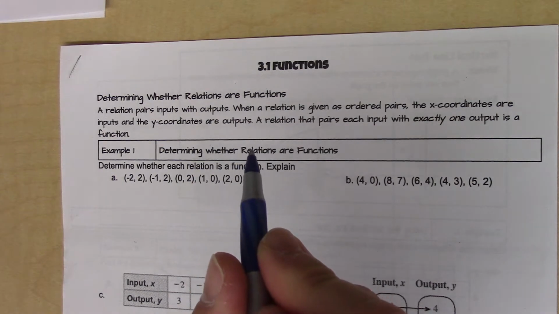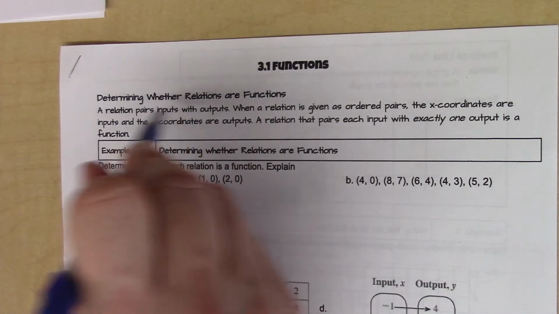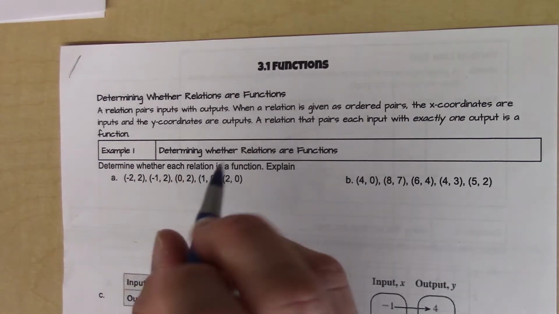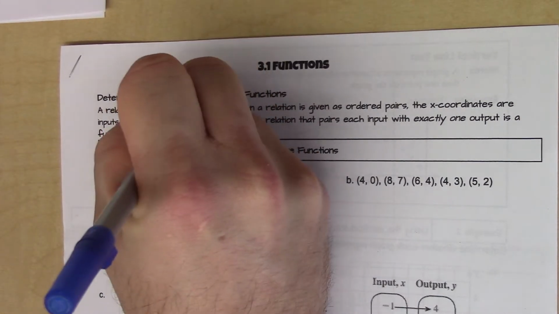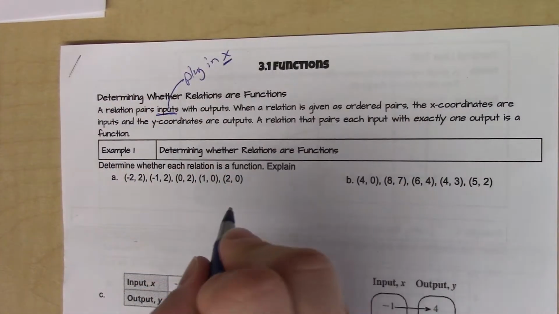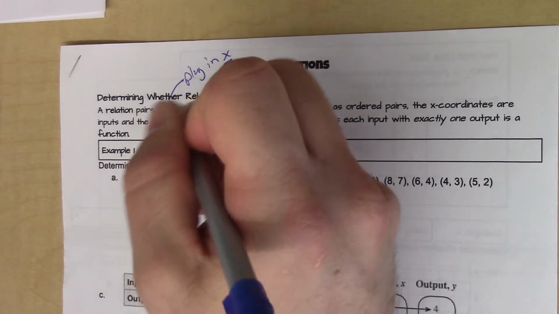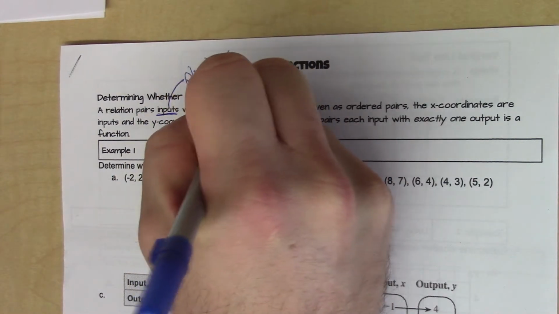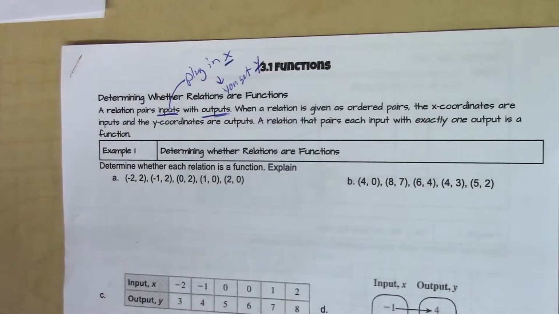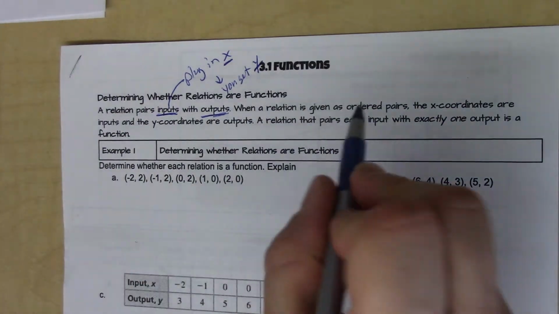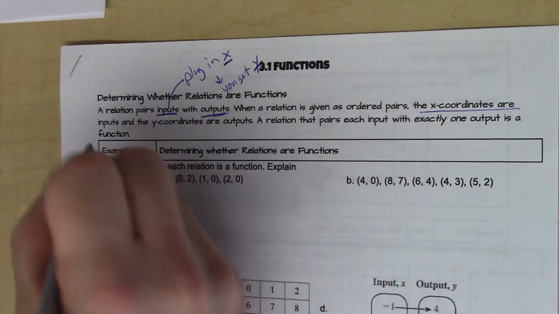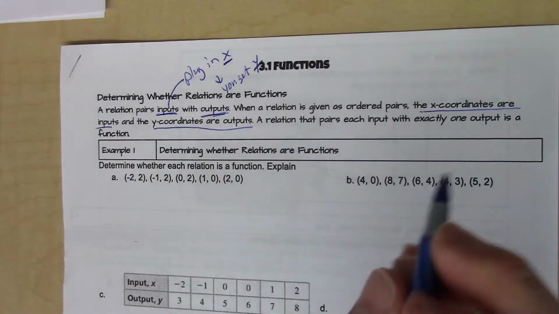functions. Functions have an x and a y, and here's the thing. To determine whether they are a relation or a function, a relation pairs inputs with outputs. That might not make sense, but really, inputs are just plug in x, and I'm going to underline x because that's the way it works. And once you plug in x, you get the output, which is y, right? So again, a relation is given as ordered pairs, like you'll see here. The x coordinates are the inputs, and the y coordinates are the outputs.